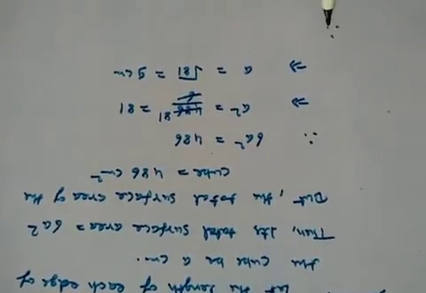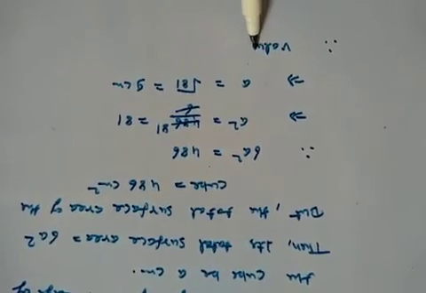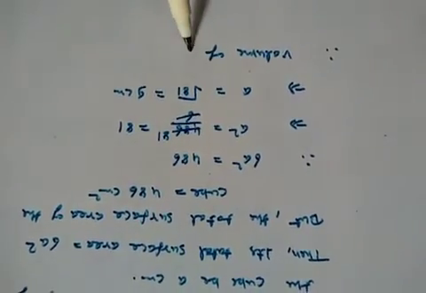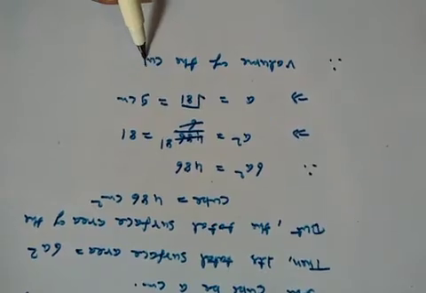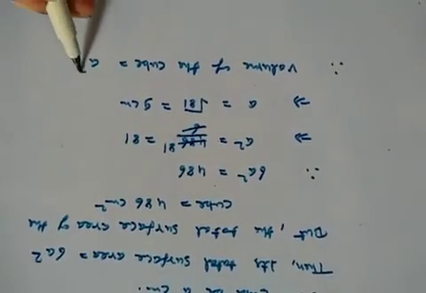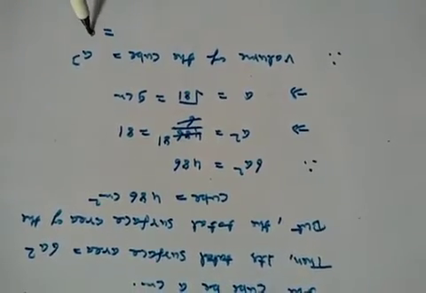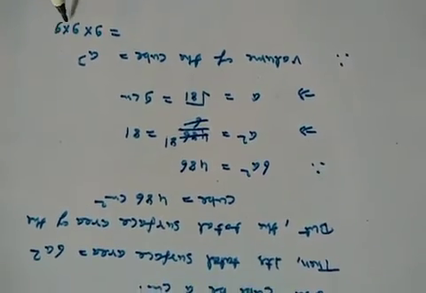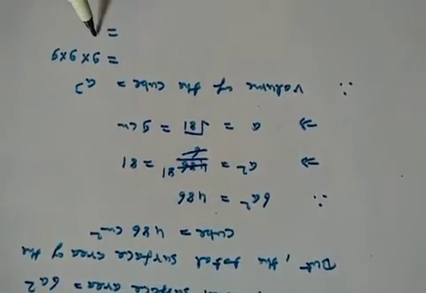So volume of the cube equals a cube equals 9 into 9 into 9 equals 729 centimeter cube.